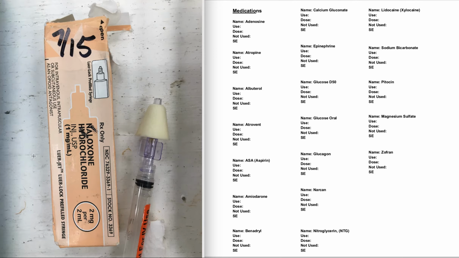Again, it's a reversal agent. So what we need to be sure of is that if somebody is on chronic opiate use for pain and the like, it may cause immediate withdrawal symptoms. But again, it's used to reverse the potent effects of opiates, which cause respiratory depression and respiratory arrest, CNS depression and altered mental status to coma, as well as cardiovascular depression as bradycardia and hypotension.